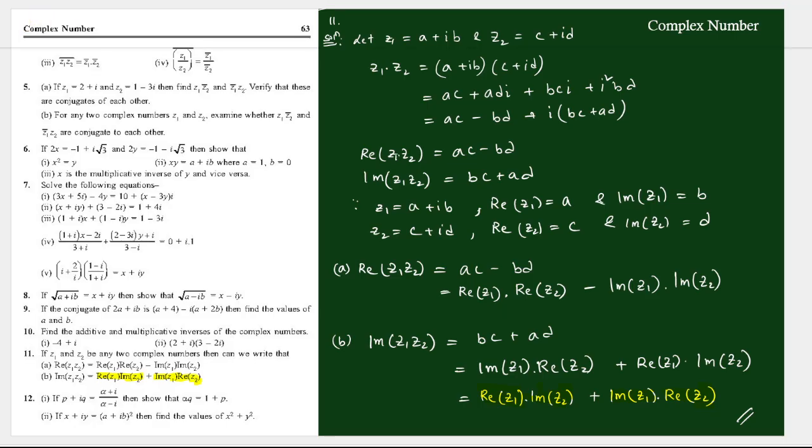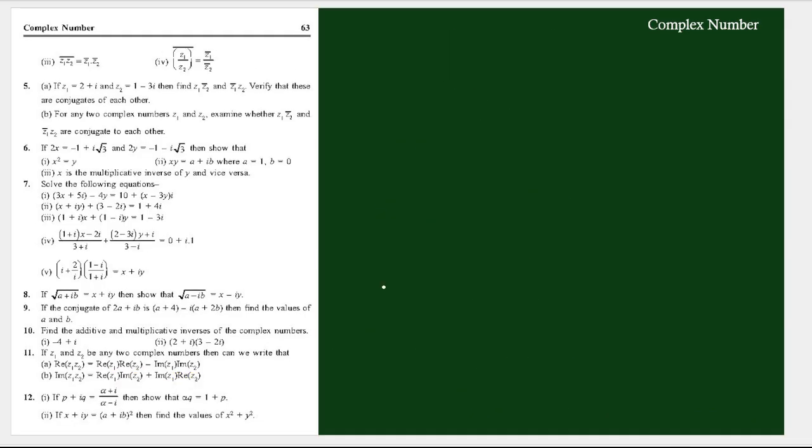Okay, let's move to next question. Oh, it is 12. Will you be able to do? This is alpha into q is 1 plus p. Same, okay? Compare the real and imaginary part, then you will get. चलो कर देते हैं यदि. Why take a chance?